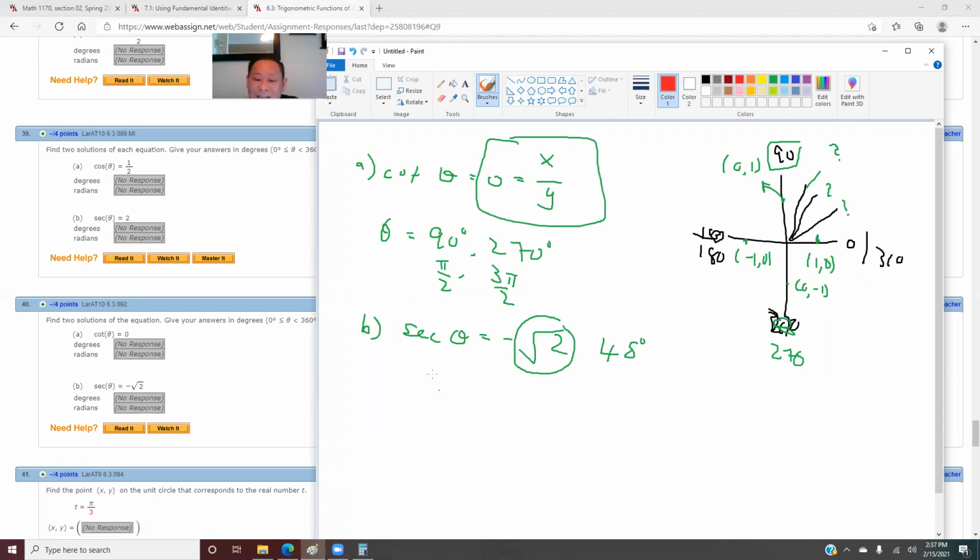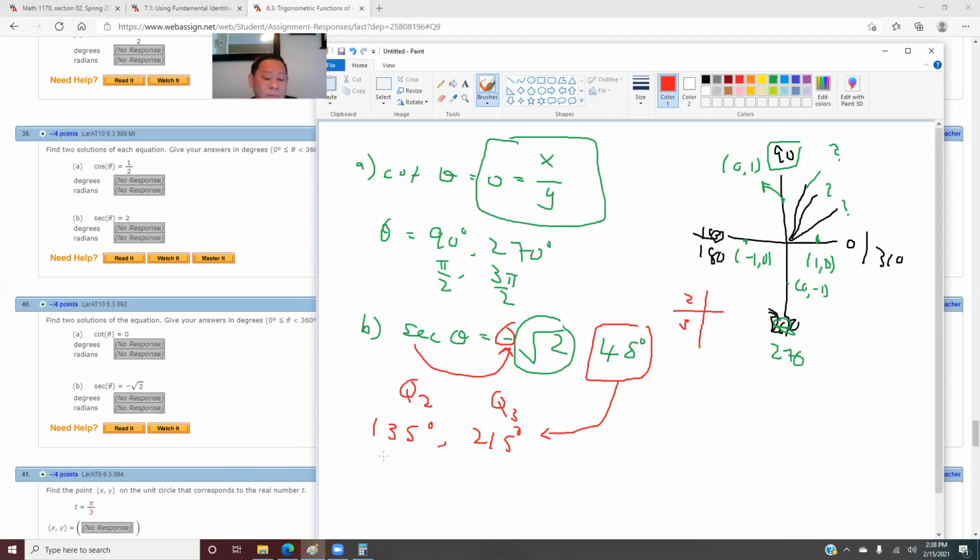But now because it has a negative, can you tell me secant is negative in what quadrants? Quadrant 2 and quadrant 3. Yes, you are right. Can you tell me 45 degrees in quadrant 2 and quadrant 3? Quadrant 2 is 135 degrees and quadrant 3 is 225 degrees. That's correct. That's your answer. In radians, it's 3 pi over 4 and 5 pi over 4.